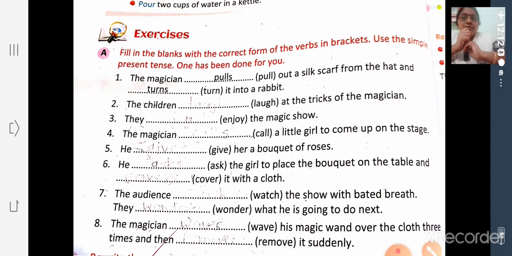Then the audience, it's a collective noun, so the audience watches the show. Watch, add es, the show with bated breath. Then they wonder. They is plural, so no need to add s or es, so wonder, base form. The magician dash wave, magician is singular, so waves his magic wand over the cloth 3 times and then removes it suddenly. Removes, add s. Okay.